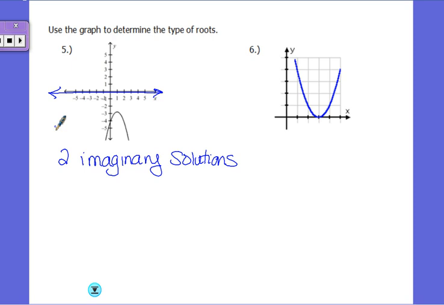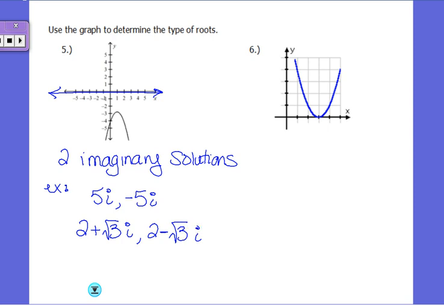And we need to make a note here that imaginary solutions do come in pairs because you have that plus minus. So for example, you could have something like 5i. Well, if this is your positive 5i, your other solution will be a minus 5i. Another example could be something like 2 plus the square root of 3 i. Well, if that's the case, if this is your first one, your second one's going to be 2 minus the square root of 3 i. So the only thing that's changing between the two is you have one with a plus, one with a minus. One's positive, one's negative.